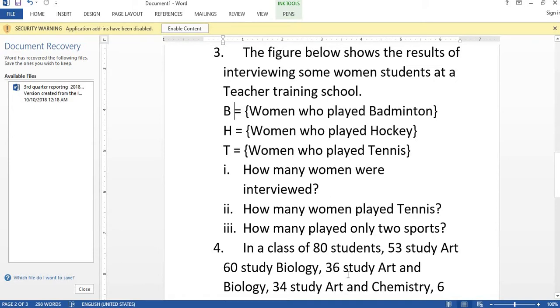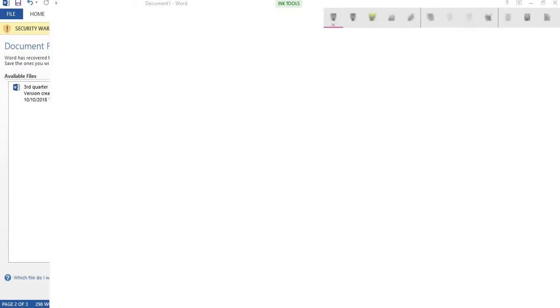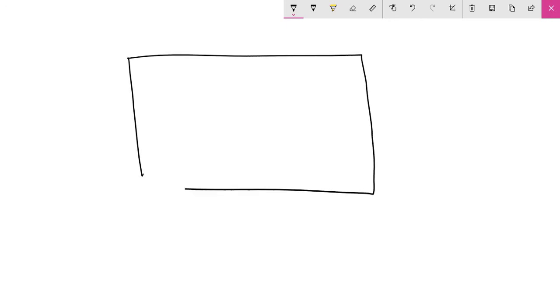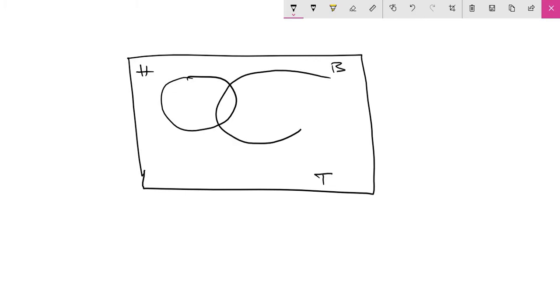So I'm going to show you, I'm going to draw the figure right now. So this is the figure given. It's actually a Venn diagram, a complete Venn diagram. We have H for hockey, B for badminton, and T for tennis. We have, why am I drawing so small circles? Oh, allow me to draw it again.